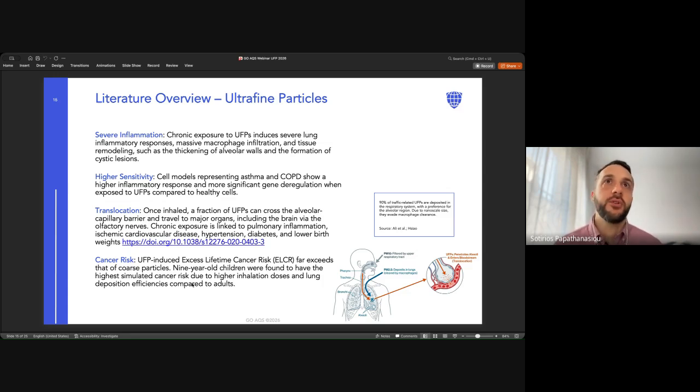From the literature, again, we found that ultrafines cause even more severe inflammation to the lungs and other organs because they can bypass the alveolar capillary barrier and distribute all around human organs. For these reasons, we have more cases of cardiovascular diseases, hypertension, diabetes, low birth weight, and so on. And even the cancer risk is higher as well.